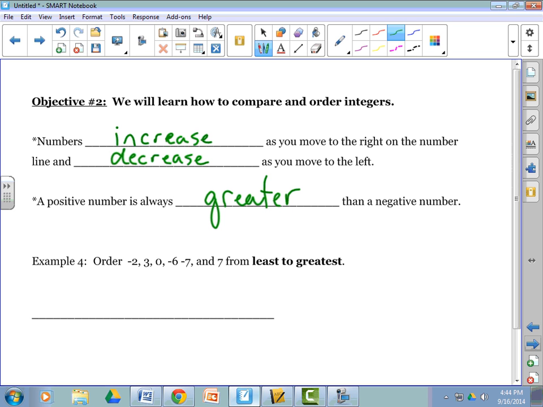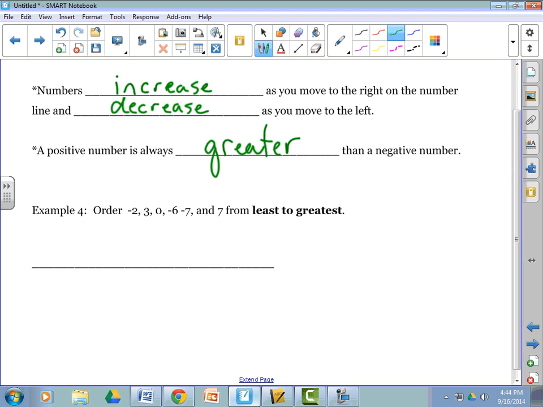Okay, example 4. So now we just need to order -2, -3, 0, -6, -7, and +7 from least to greatest. These are not absolute values. These are the values, and we just want to order them from least to greatest. So thinking in terms of a number line, we know that numbers increase as you move to the right and decrease as you move to the left. So we're looking for the least value, or the smallest value. By that logic, the number that is the least should be the number that is the furthest to the left on the number line. So imagine a number line, counting backwards.